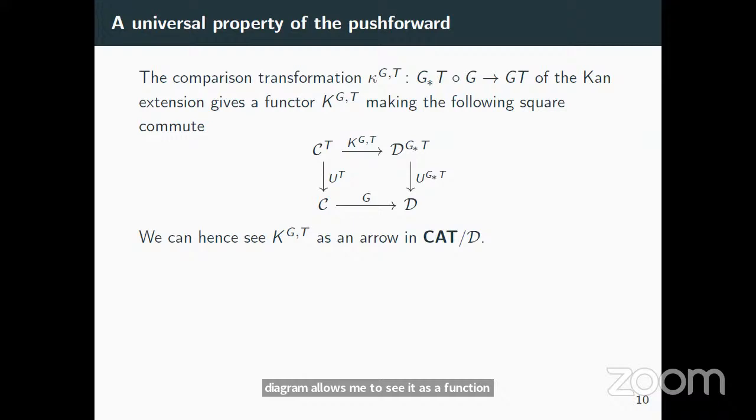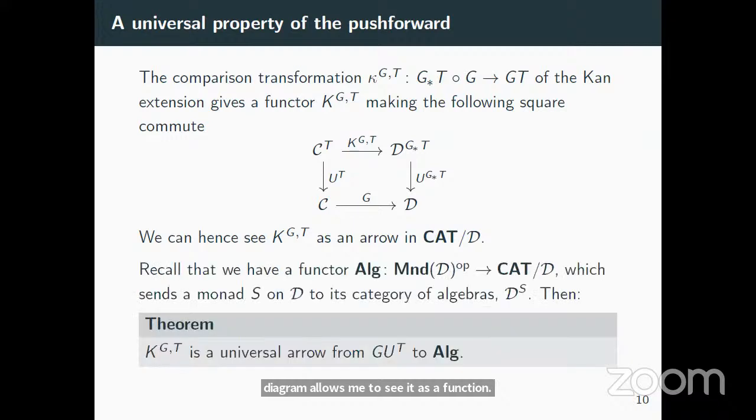And the universal property is going to have to do with this sort of functor that takes a monad and produces its category of algebras. So this is a well-known functor, right? You have a monad on D. How do I produce a category living over D? Well, I take its algebras.